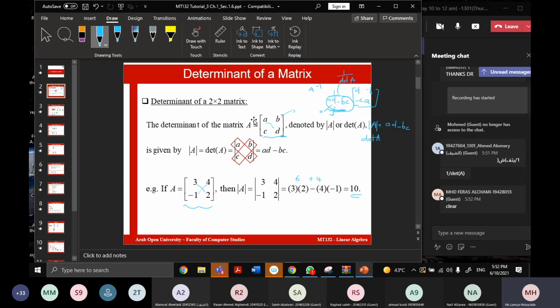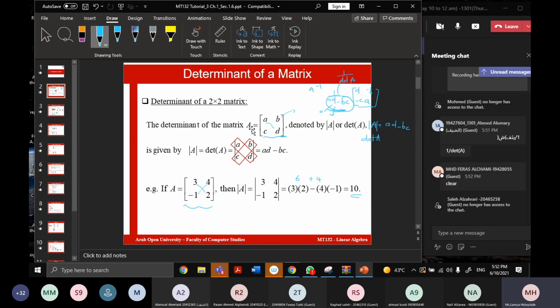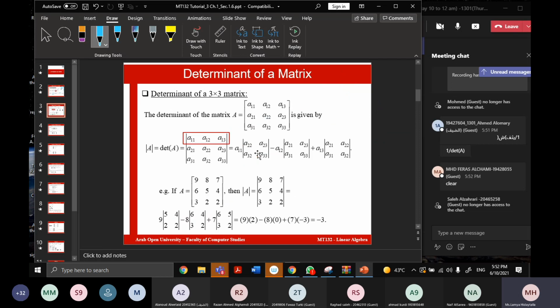Always, when we are doing the inverse, it is for square matrices, correct? Also here for the determinant, we are doing it for square matrices to find the determinant.